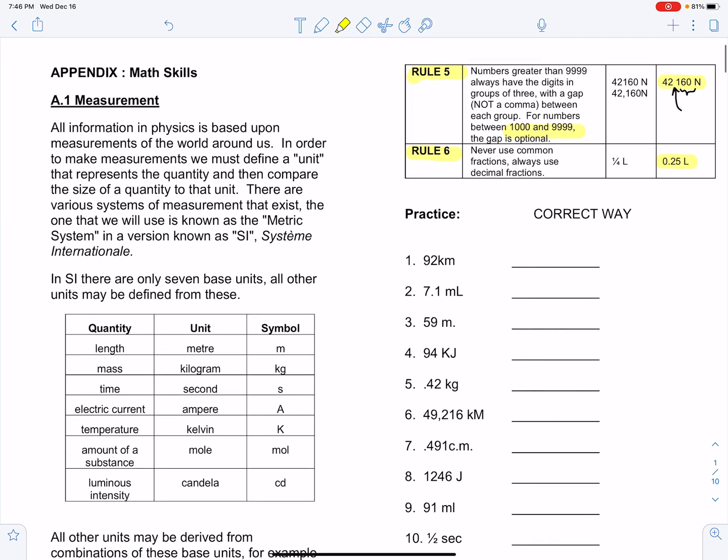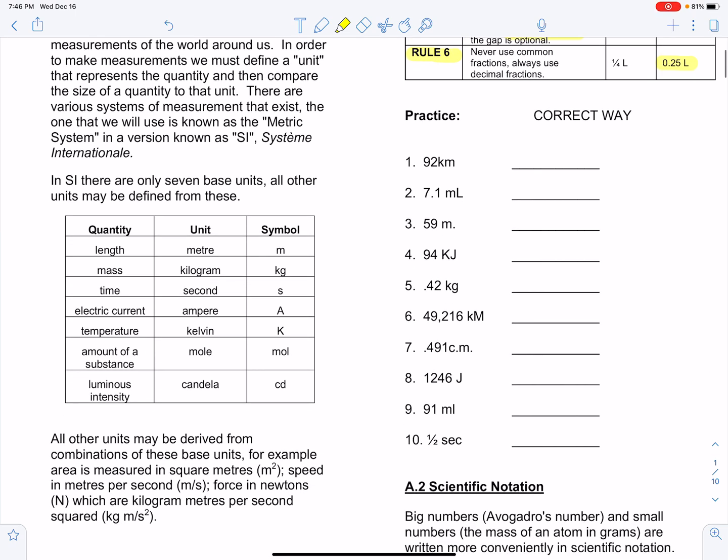I want you to practice the correct way to write each of these. Here's a little hint. Some of them are written correctly. So there's a couple in there that may trick you.